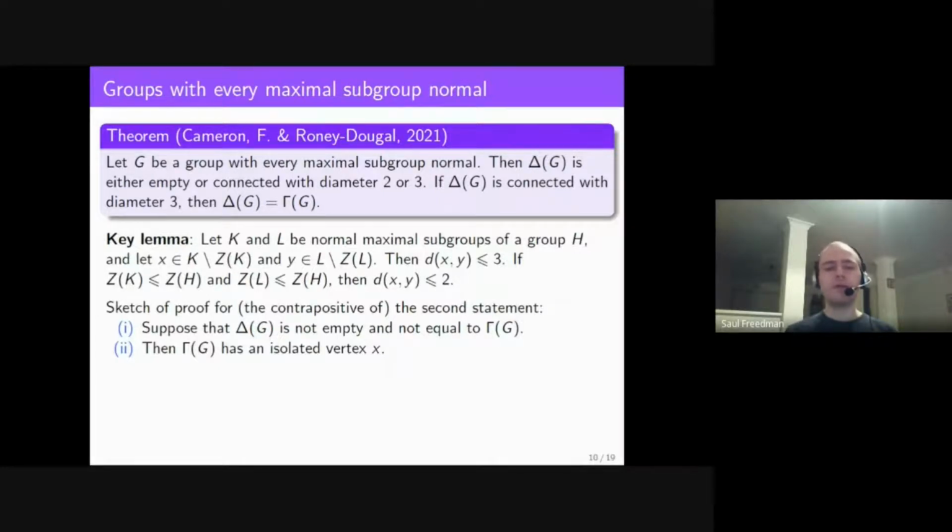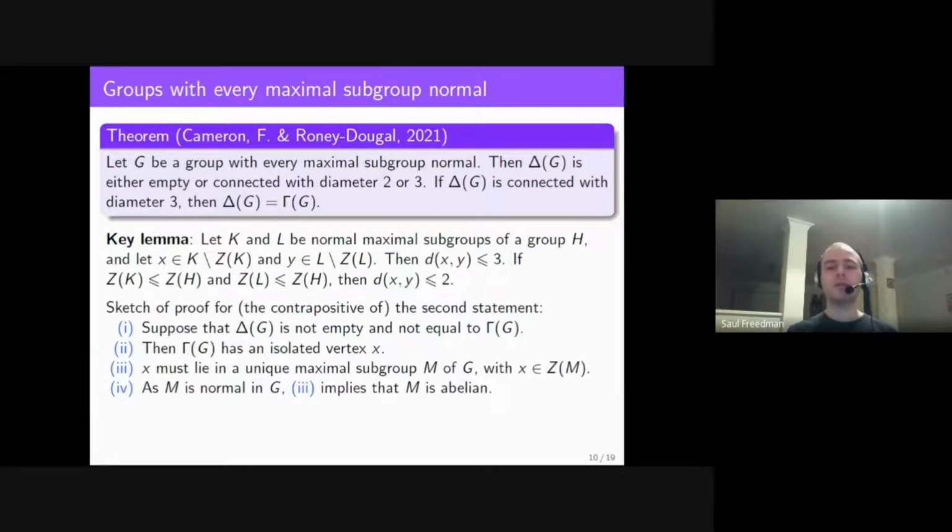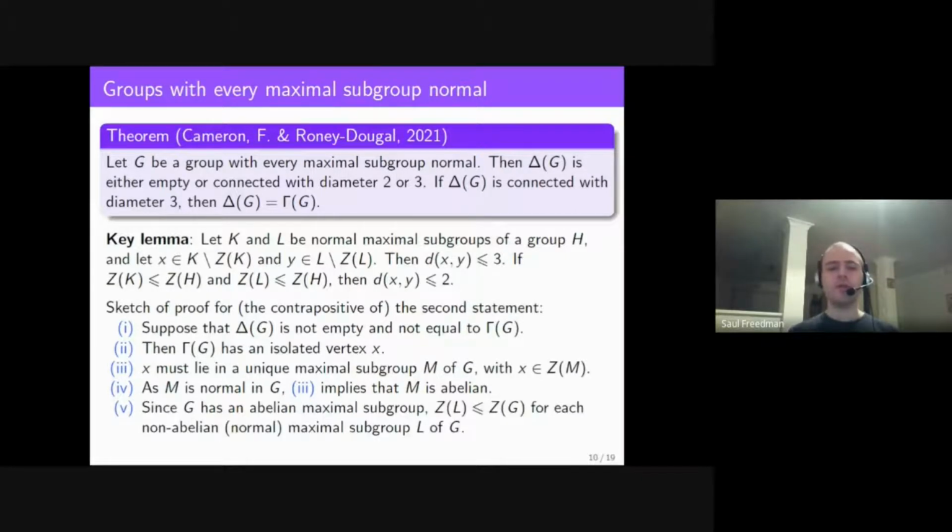And recall, this means that X lies in a unique maximal subgroup M of G, and X is central in M. And because this maximal subgroup M is normal in G, this means that M is abelian. Now I won't prove this here, but it's not too hard to show that because G has an abelian maximal subgroup, and because every maximal subgroup of G is normal, then every non-abelian maximal subgroup of G has a center contained in the center of G. And so this means that the final part of this lemma above applies, and so actually the distance between any two non-isolated vertices is at most 2, and so the diameter of delta of G is 2, which is not equal to 3, and so we are done proving this contrapositive.